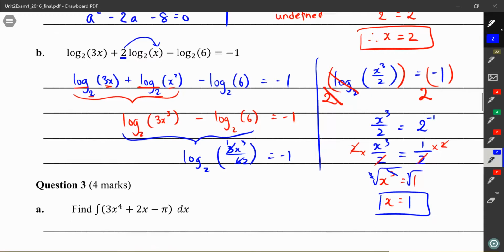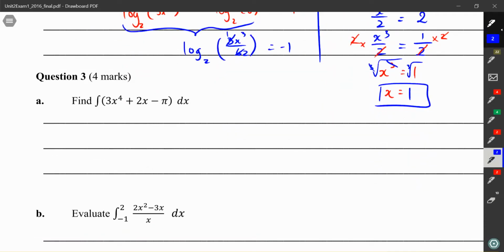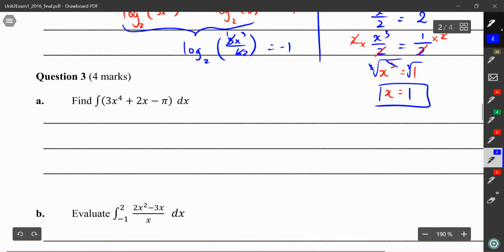Next one, integration. This is an indefinite integral. So as you can see, find the indefinite integral. Remember the rule. I'm going to write out the rule. It's in your formula sheet that you will be given as well, but just in case you forgot, ax to the power of n. So if it's a power function, which clearly is, it's x to the power of 4, and this is x to the power of 1, and this has no x's. It is equal to a multiplied by x to the power of n plus 1 over n plus 1, plus c.